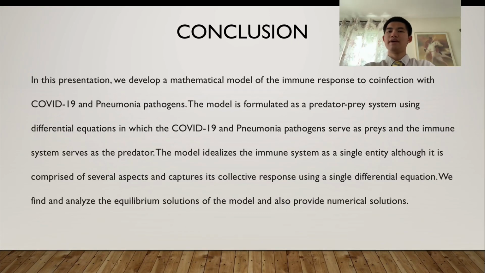So, conclusion. In this presentation, we developed a mathematical model of the immune response to co-infection with COVID-19 and pneumonia pathogens. The model is formulated as a predator-prey system using a system of differential equations in which COVID-19 and pneumonia pathogens serve as the prey and the immune response serves as the predator. The model idealizes the immune system as a single entity, although it is comprised of several aspects, and it's captured using a single differential equation. We find and analyze equilibrium solutions of the model and also provide a numerical solution.